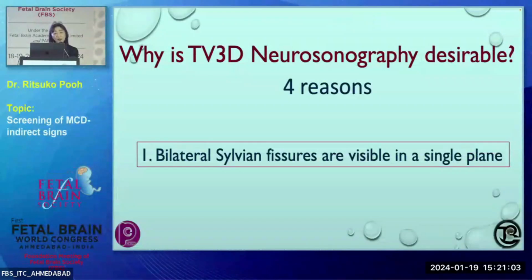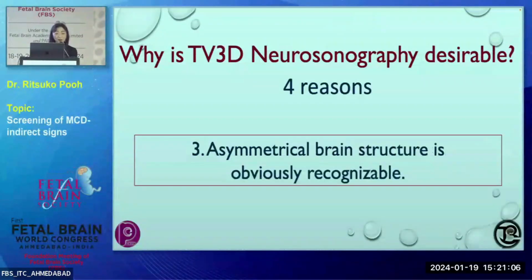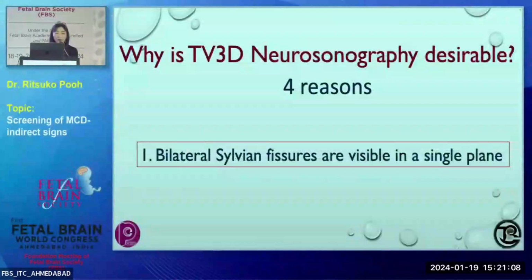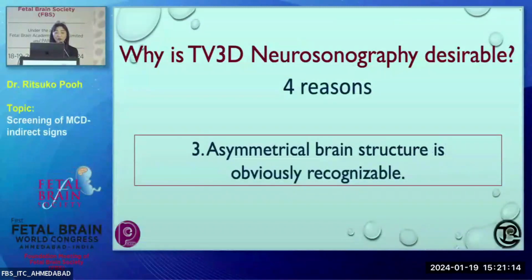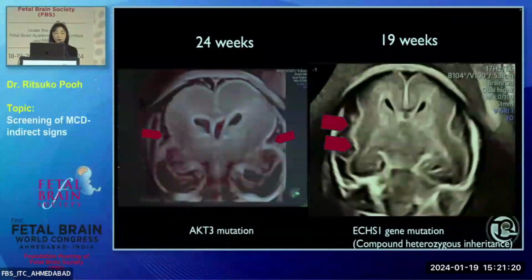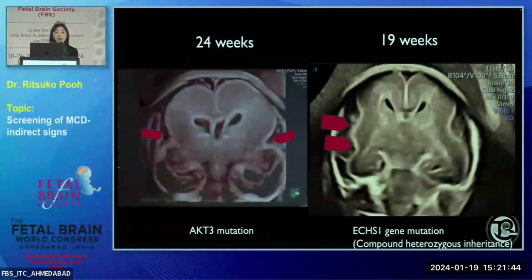Now, why is transvaginal neurosonography desirable? That is because the bilateral Sylvian fissures are visible in a single plane. And also the asymmetrical brain structure is obviously recognizable. Here you can see a very asymmetrical structure of the Sylvian fissure. And here you can see a double Sylvius structure. It looks normal on this side, but here you can see the double Sylvius. So it happens.